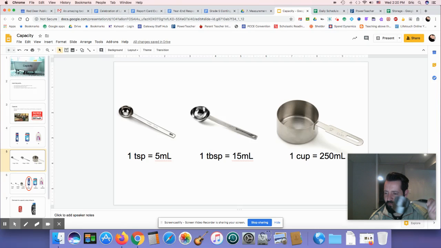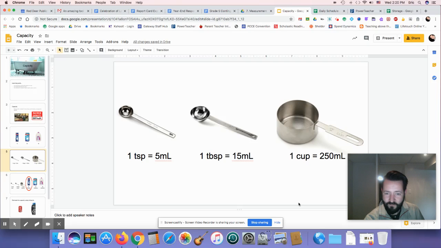Here's special guest number one. I brought my very own measuring cup, and you can see there's a 1 on the handle here. That lets me know that it's 1 cup. And then in very small print right here on the handle, it's etched into the metal. It says 250 milliliters right there.